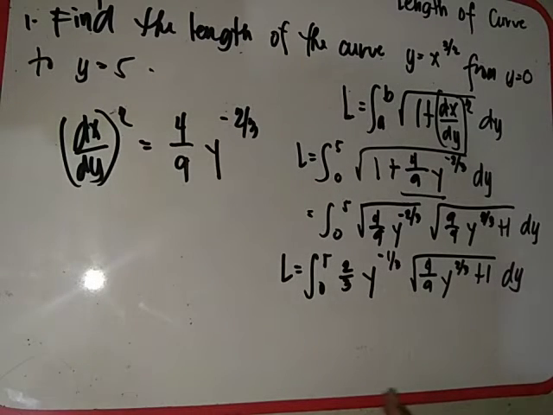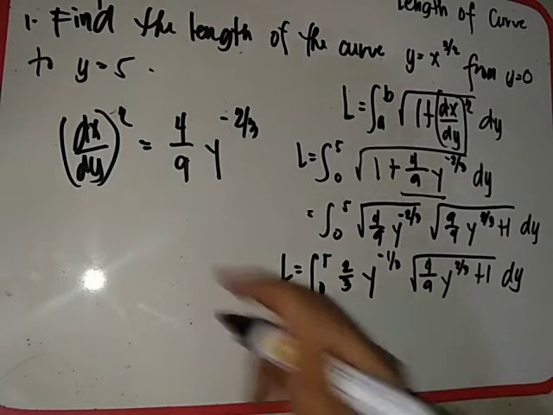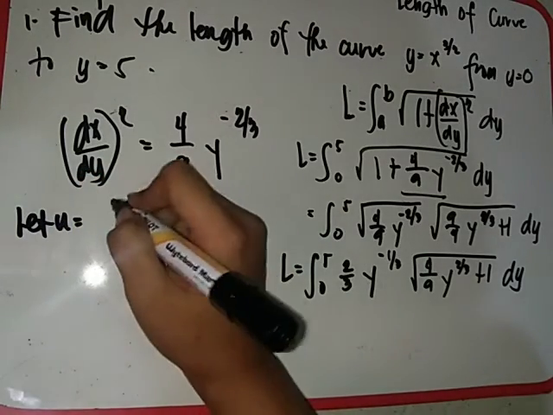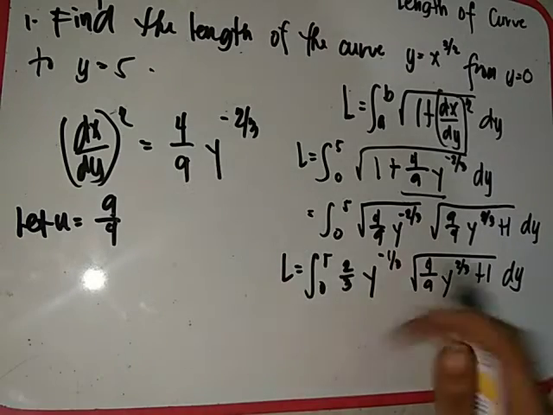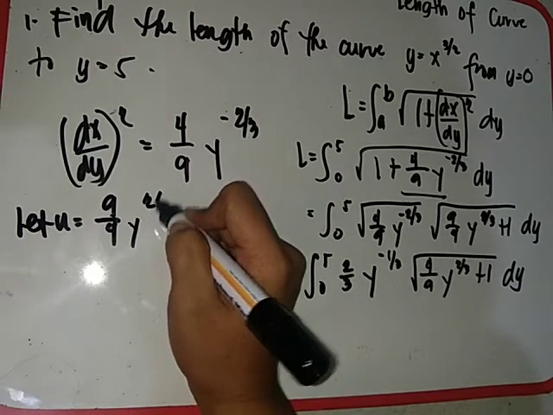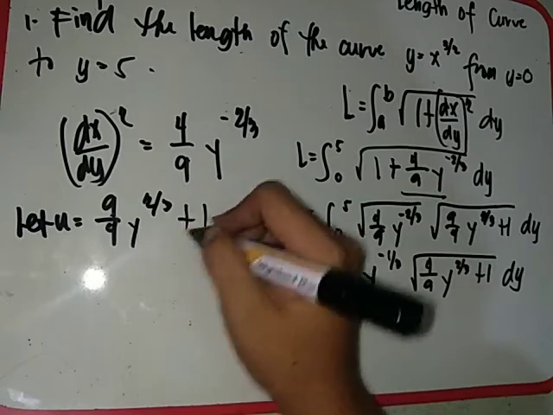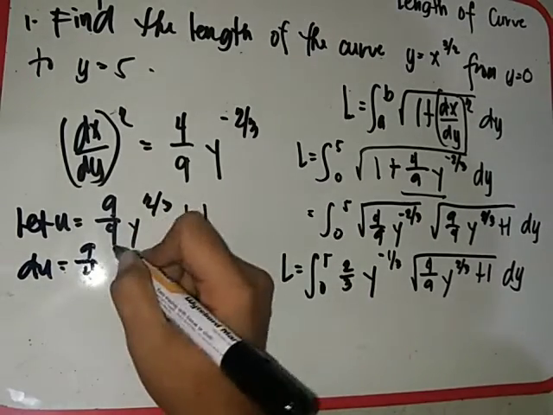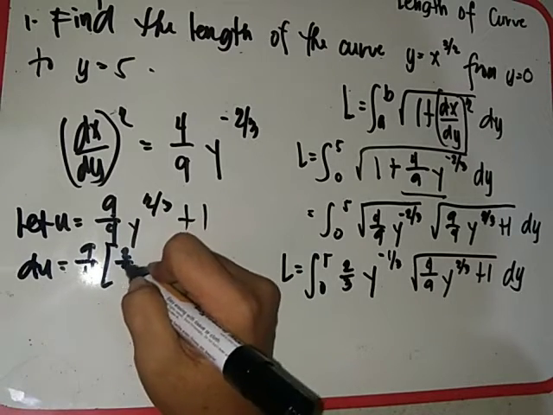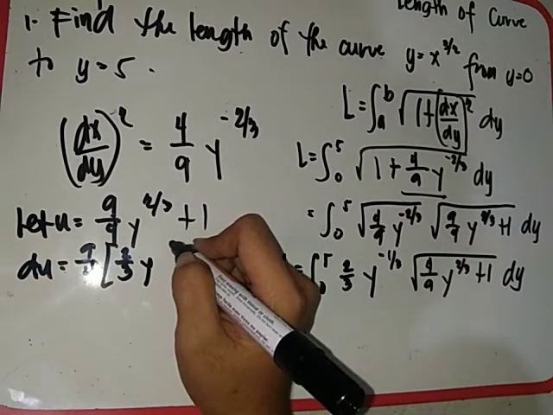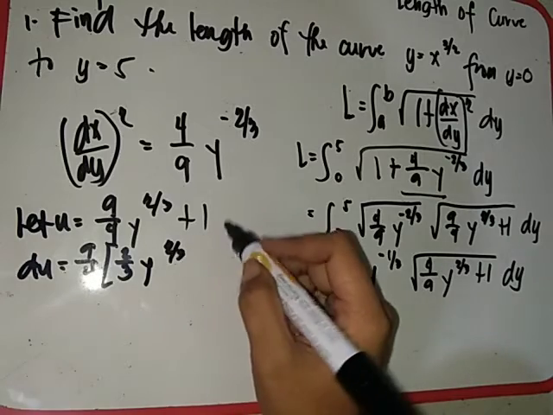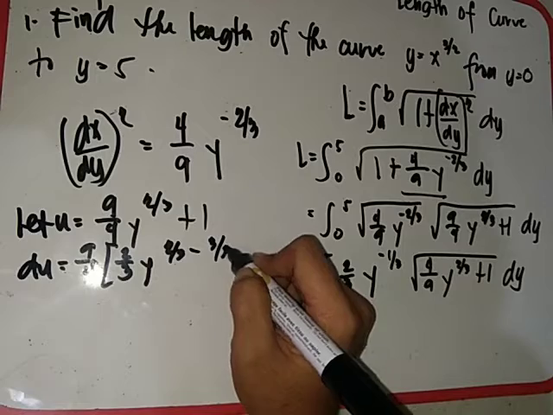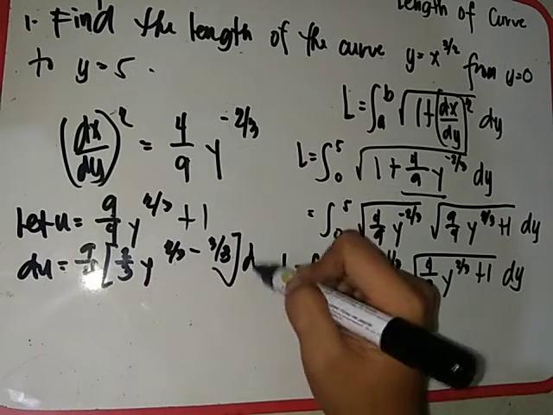So in this case we will let u be equal to 9 over 4 y raised to 2/3 plus 1, and du is equal to 9/4 times 2/3 y raised to 2/3 minus 1, I mean 1/3, dy.